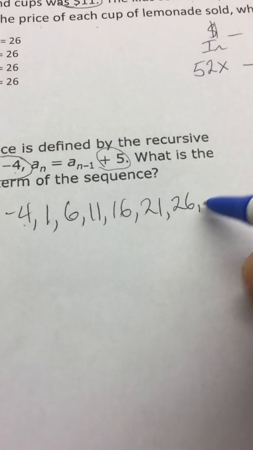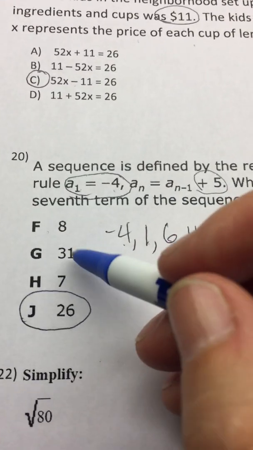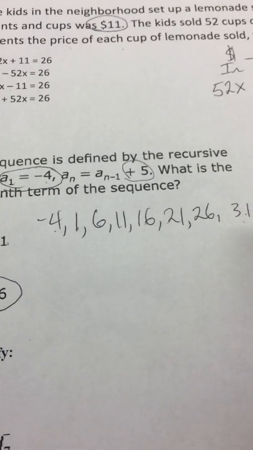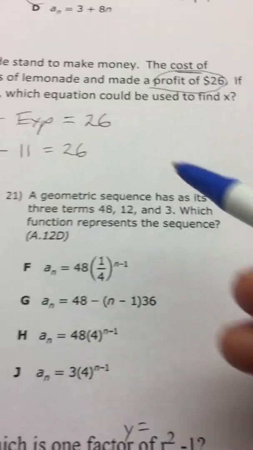Now notice 31 would have been the next one, and 21 was the one before, and they had 31 as the next one over here in case people miscounted. So count carefully. Oh, look, another sequence.